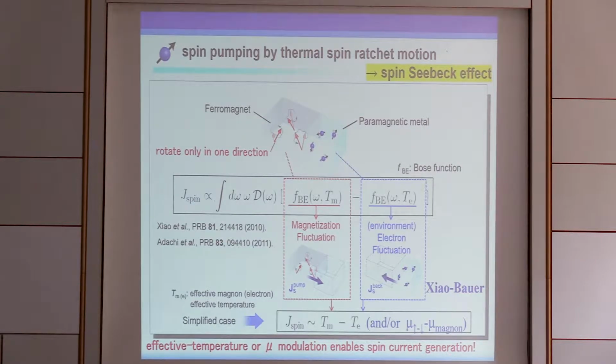This is called the spin Seebeck effect. The resultant spin current is proportional to the spin wave population function minus the electron spin fluctuation function. When this value is finite, spin current is created. This is the spin Seebeck effect. It's a summary of spin pumping.